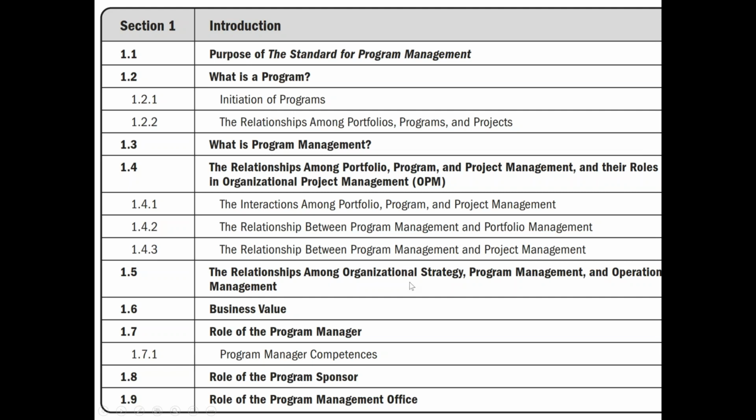1.5 will be the relationship among organizational strategy, program management, and operations management. 1.6 is business value. 1.7 is the role of the program manager, which includes the program manager's competencies. 1.8 would be the role of the program sponsor, and 1.9 would be the role of the program management office. These 1.8 and 1.9 have been added to the 4th edition. They were not originally there in the 3rd edition.